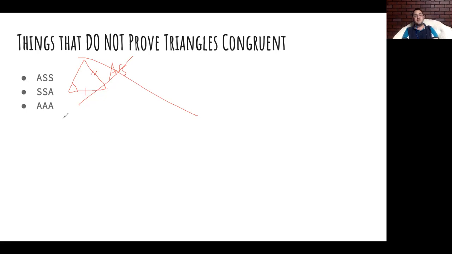And then another interesting thing is the AAA. And the reason why we can't do that, let's say we have equilateral triangles. So you could actually draw two equilateral triangles that are completely different in size. And that is why AAA does not work.